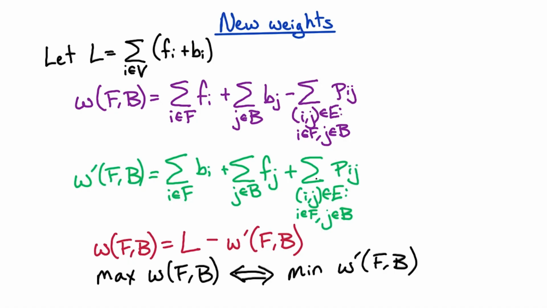And how do we solve the min-ST cut problem? We solve it by doing the max flow problem. So we're going to define a flow network, solve the max flow on that flow network, and then that'll give us the min-ST cut solution.